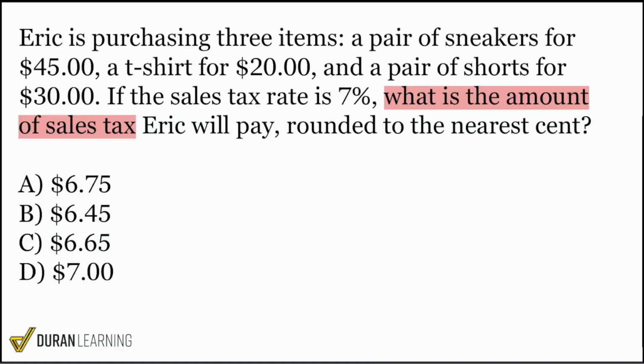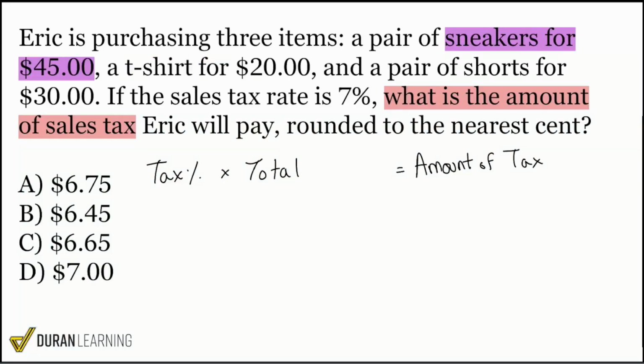So with that, to find the amount of the tax, we need to apply the percent of the tax times the pre-tax total. So let's just find that total first, tax it at 7%, and we are good. So how do we get that total? Well, what we see here is that the sneakers are $45, the t-shirt is $20, and then the pair of shorts are $30.